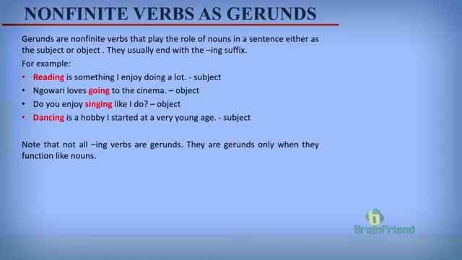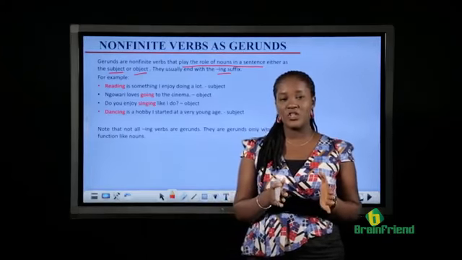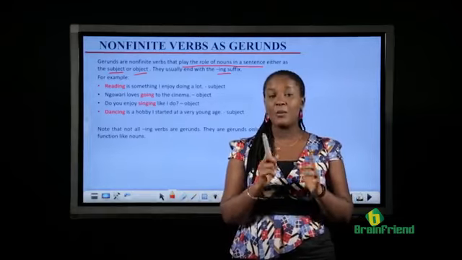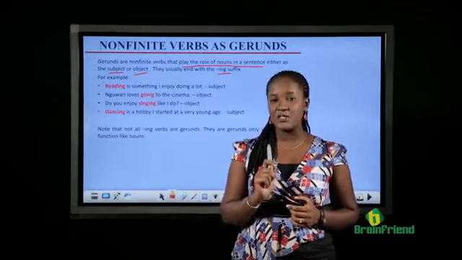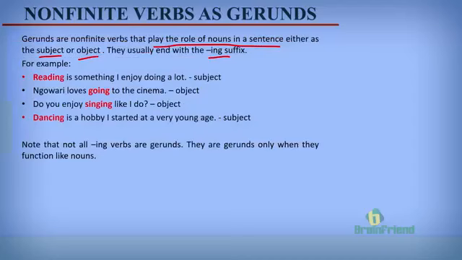Non-finite verbs also perform the function of gerunds in sentences. What are gerunds? Gerunds are non-finite verbs that play the role of nouns in a sentence, either as the subject or object. They usually end with the suffix ing. So when you find a verb which ends in ing in a sentence but plays the role of a noun, such a verb is known as a gerund. For example, reading is something I enjoy doing a lot. Here, reading stands as the subject of this sentence.